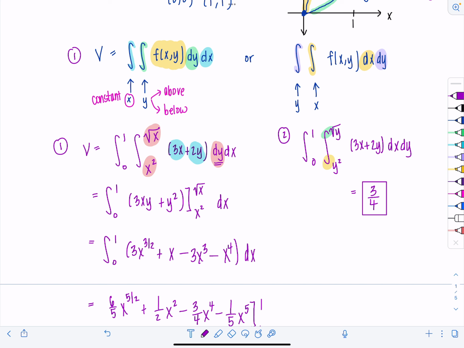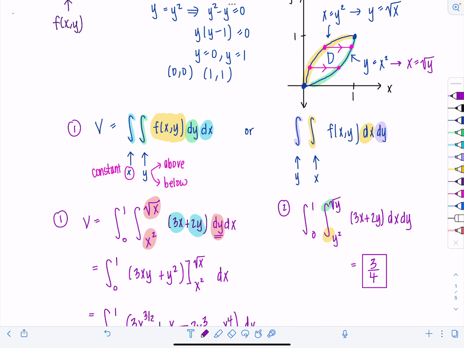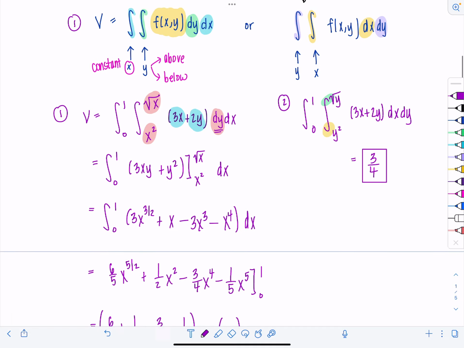Now, not every region D will be easily set up with both orders of integration. So sometimes one is preferred, and just be ready to follow the directions, because sometimes, you know, the textbook might ask you to set up both or one or the other. Good. All right, let's move on.